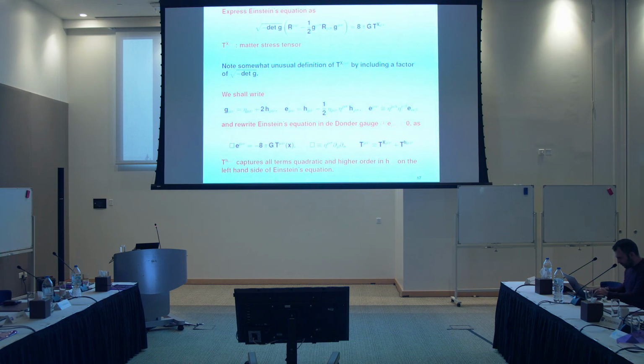Now, one thing to notice is that we have written Einstein's equation in a slightly non-standard fashion by including the square root of minus determinant g on the left hand side. That basically means that we have an extra factor of square root of minus determinant g included in the expression for the matter stress tensor. This is a technical point that makes life a bit easier, but we could also do without this. That will just reorganize the analysis in a slightly different way.